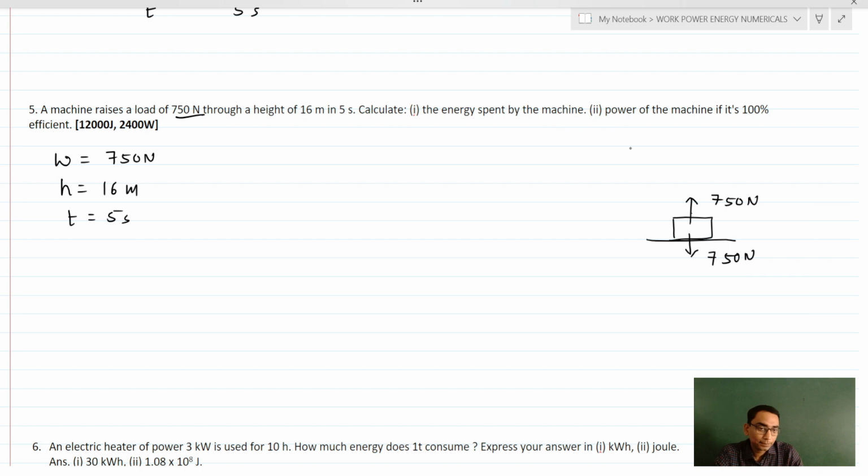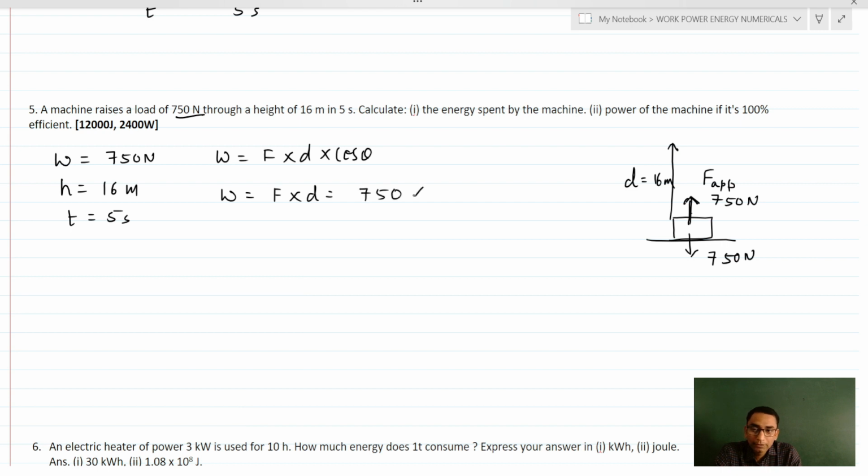So here this particular load goes up in the upward direction with the same amount of force, and the displacement is in the same direction, that is 16 meters. If you apply the formula, work is equal to F into D into cos theta. The force applied and the displacement are in the same direction, so theta is 0 degrees and cos 0 is 1, so simply F into D. That is 750 times 16 meters, and if you calculate, you will get your answer as 12,000 joules.